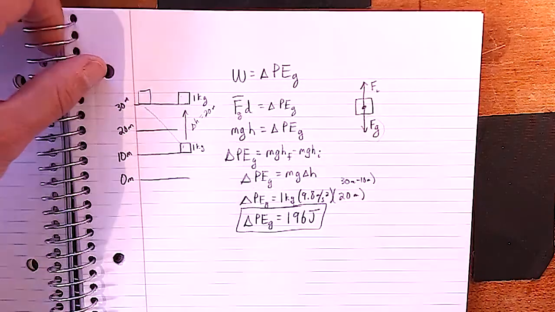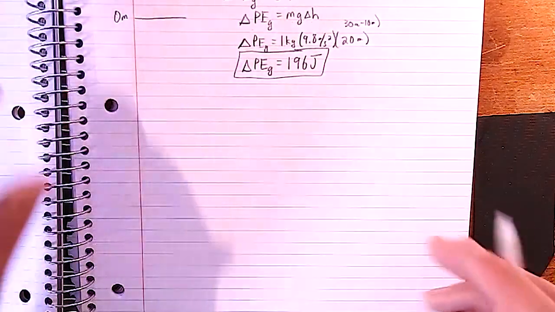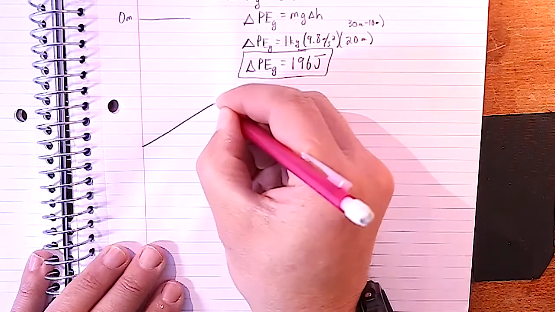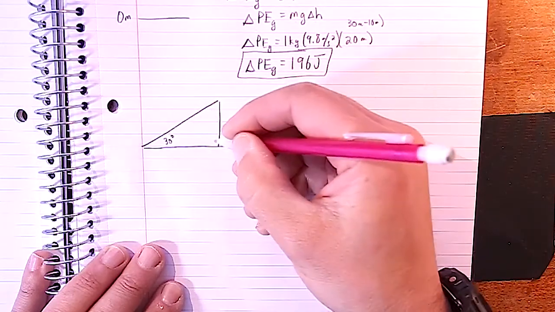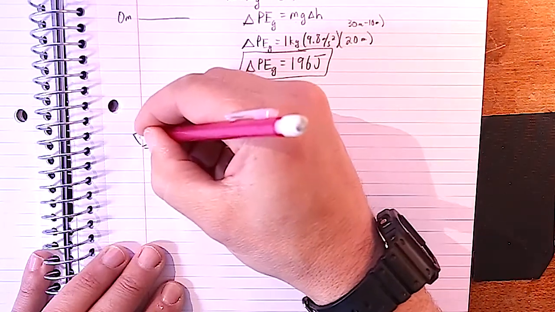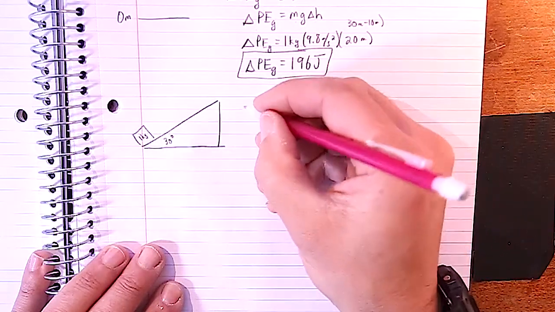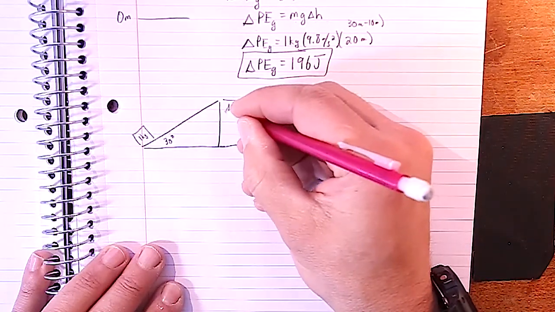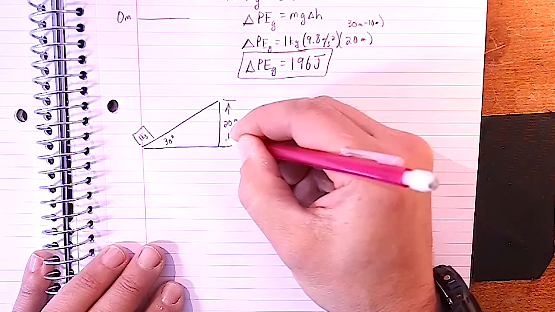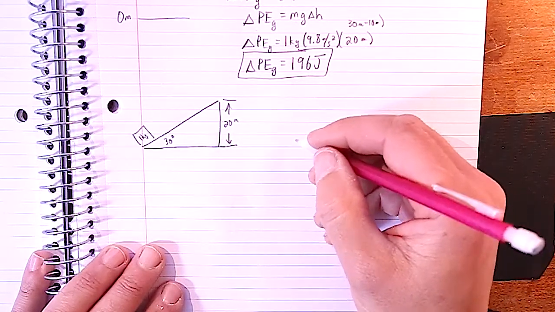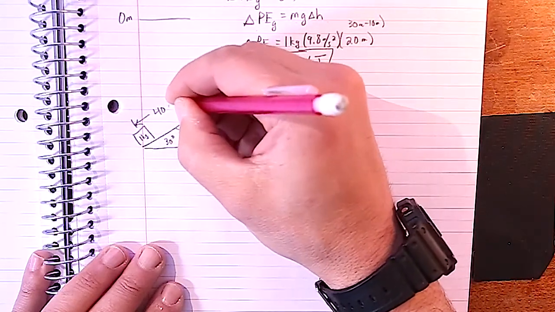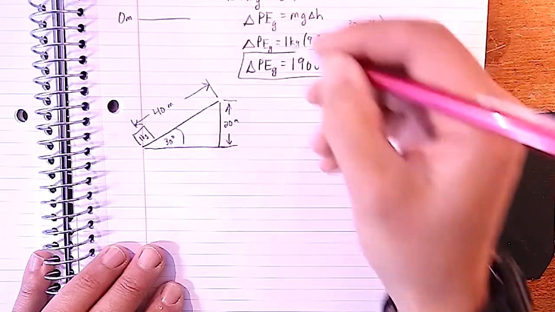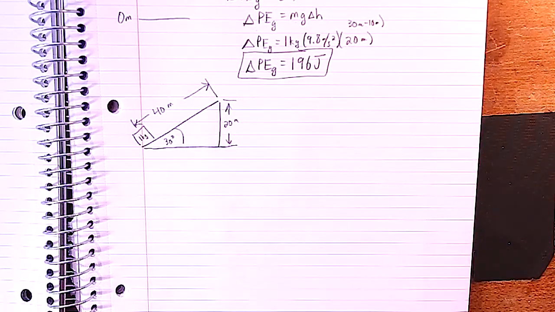But what if we change up our situation here and we deal with a ramp? Let's say that this ramp is at 30 degrees and we have this 1 kilogram box, just like before, the same one, and the height of the ramp is 20 meters, just like before. So it goes up 20 meters. If you do the math on this, you end up with a 40-meter ramp. So the question is, what's the work done? But I'm going to show you a different way to do it.